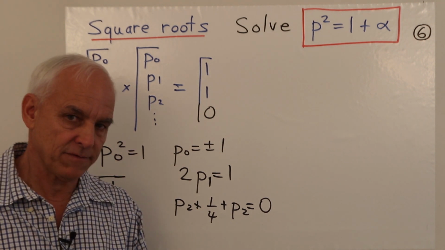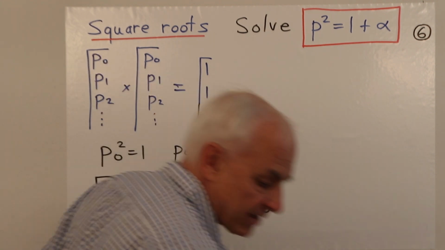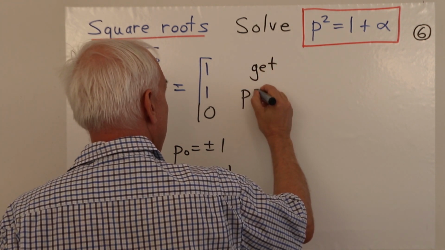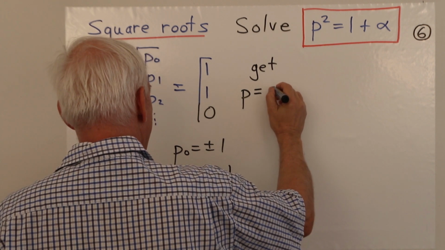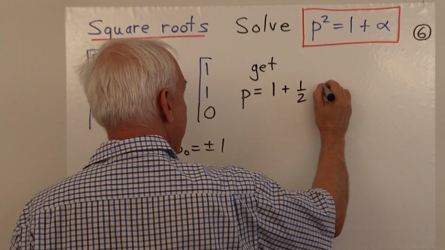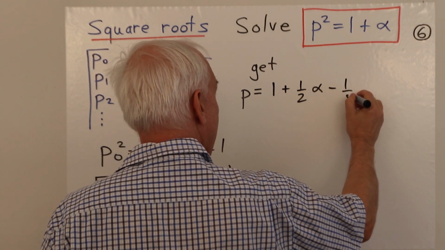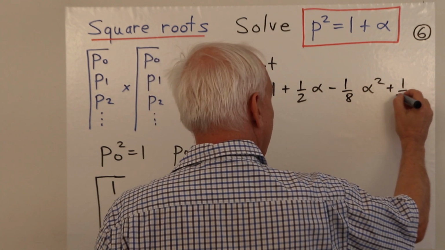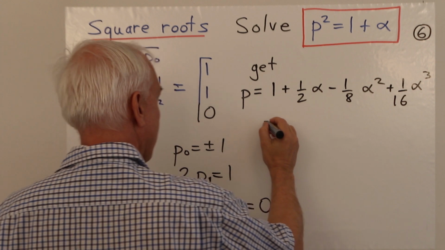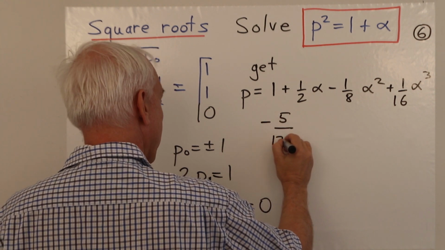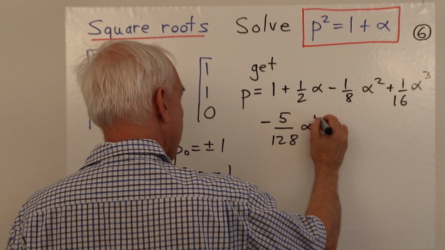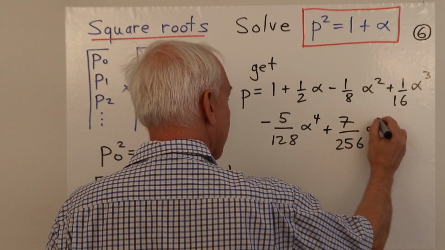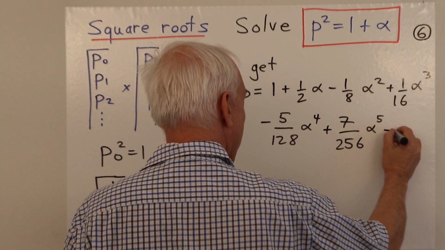And you could see that you could kind of carry on like this. And in fact, if you carry on a little bit further, we get p equals 1 plus 1/2 alpha minus 1/8 alpha squared plus 1/16 of alpha cubed, then minus 5 over 128 alpha to the 4 plus 7 over 256 alpha to the 5, and then it keeps going. Actually, the next one is negative.